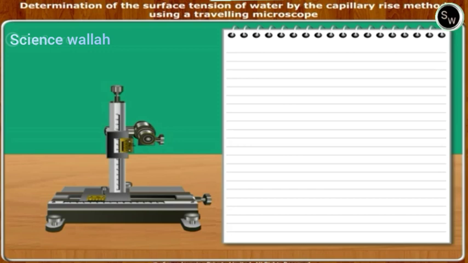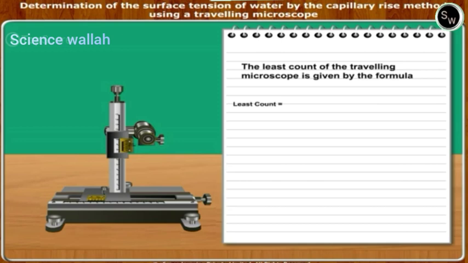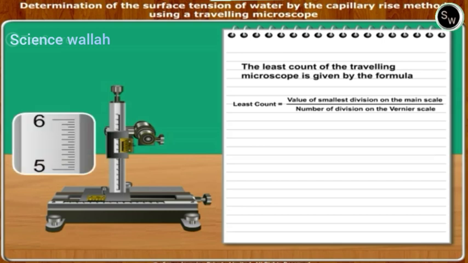The procedure for finding the least count is the same as that used for vernier calipers. The least count of the traveling microscope is given by the formula: least count is equal to the value of the smallest division on the main scale upon the number of divisions on the vernier scale. Please note how to read the main scale. For example, each division is 0.05 centimeters.